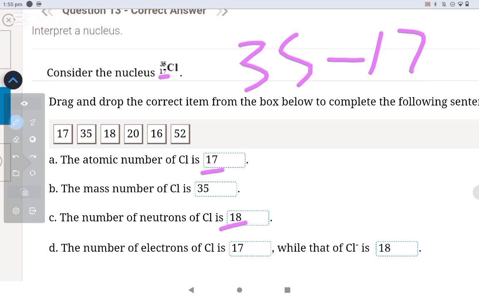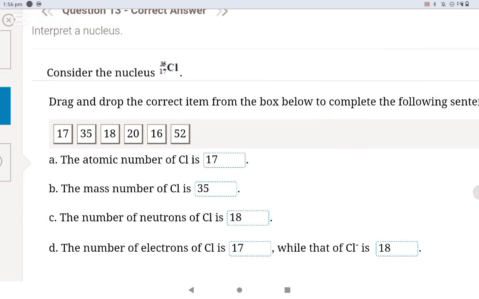The number of electrons of Cl is 17, while that of Cl minus is 18. Like I said, if it's just Cl without plus or minus, then it's going to be the same number of protons and electrons. But if it's minus, then there's another electron, so 18 electrons, and if it's plus, it's going to be 16 electrons.